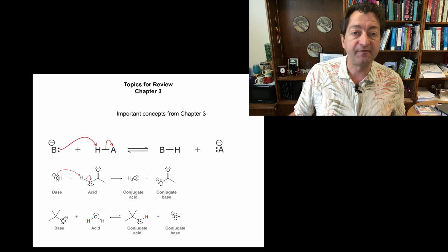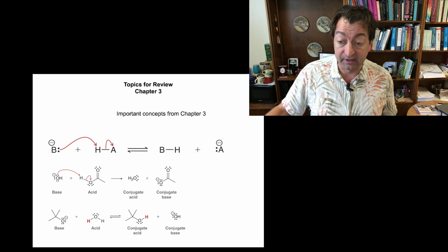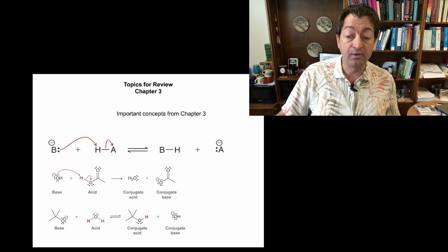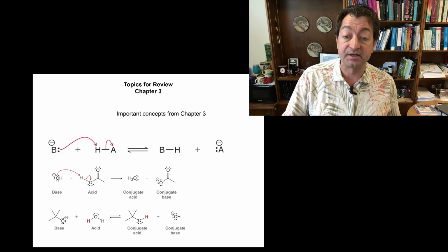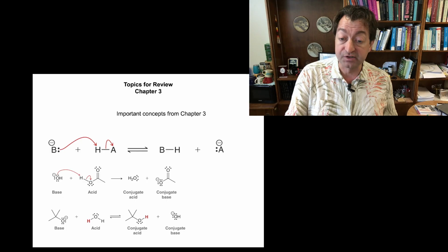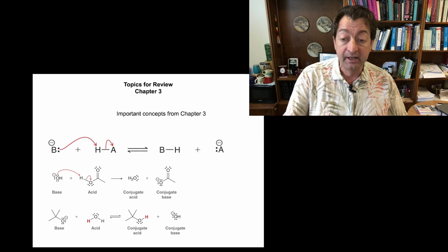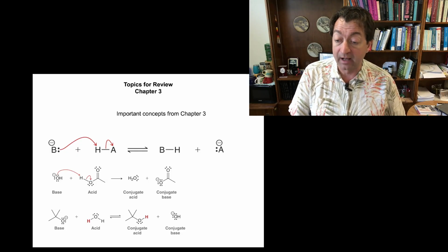And then some specific examples drawn from organic chemistry here, where we have a hydroxide, or OH minus ion, deprotonating a carboxylic acid to give a conjugate acid, which is the water molecule, and a conjugate base, the acetate anion here, shown with good curved arrow notation as well.